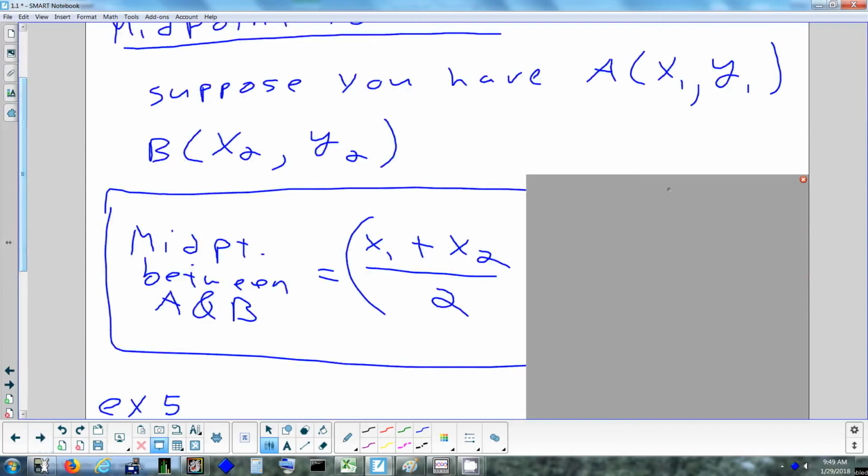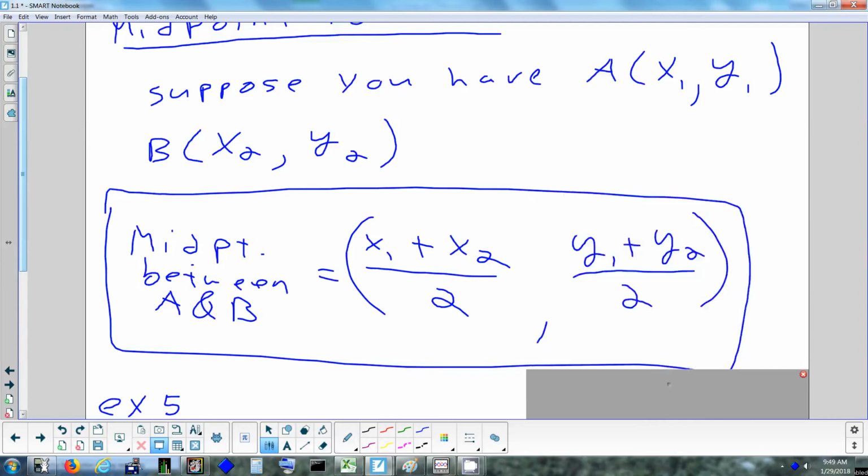So Nathan, I've got to do the same thing for my y's. What do you think the y part of my coordinate is going to be? Same as the x, just copy the exact same thing with the y. So it's going to be y1 plus y2 over 2. Yep. Good.